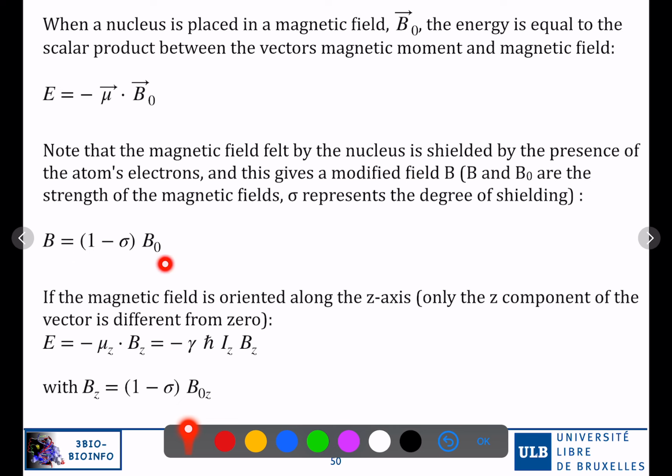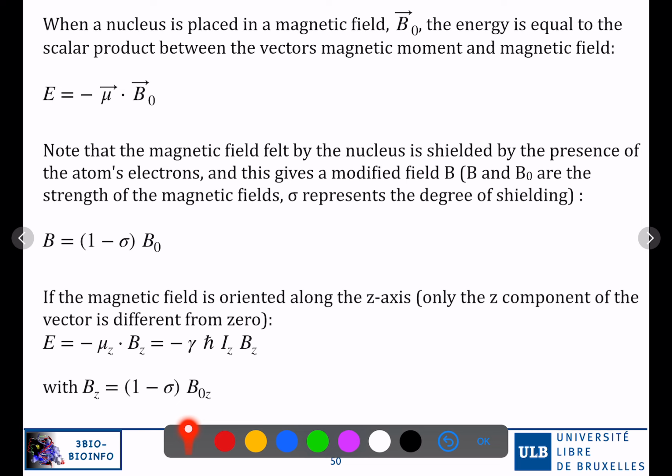And that's what you have here in the equation. You see that the magnetic field felt by the nucleus, B, is in fact B0, the magnetic field that you imposed, times 1 minus sigma, and sigma represents the degree of shielding. Here again it is dependent on the nucleus, and on the number of electrons that you have around the nucleus. And as I said, we will discuss that a little bit later.